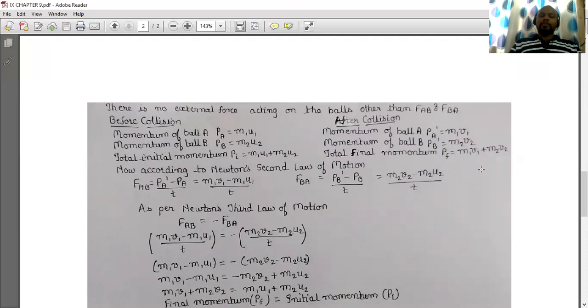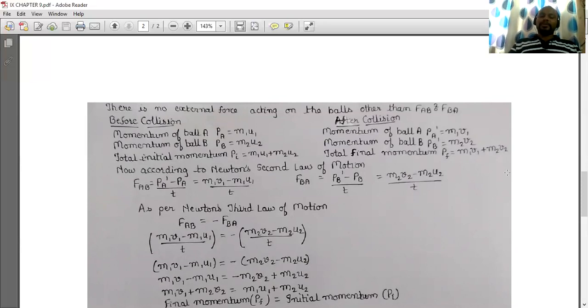Before collision, momentum of ball A, that is PA, is m1u1. Momentum of ball B, PB, is m2u2. Total initial momentum, Pi, is equal to PA plus PB, m1u1 plus m2u2. After collision, momentum of ball A is equal to PA dash, m1v1, and momentum of ball B, PB dash, is m2v2. Total final momentum, Pf, is equal to PA dash plus PB dash, m1v1 plus m2v2.